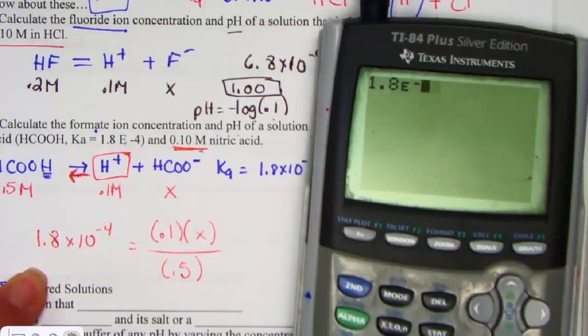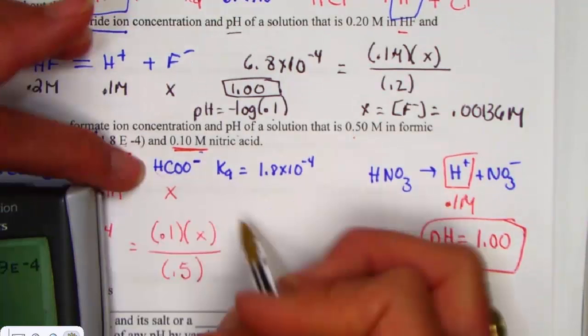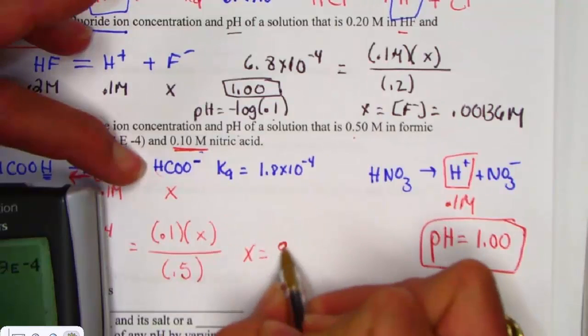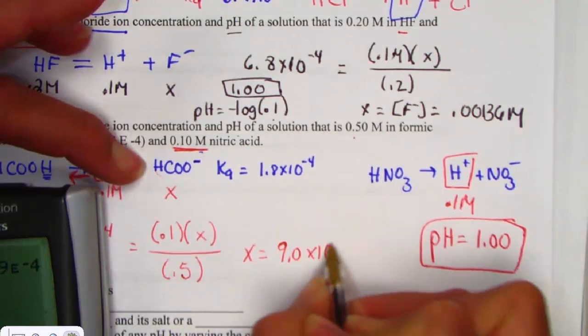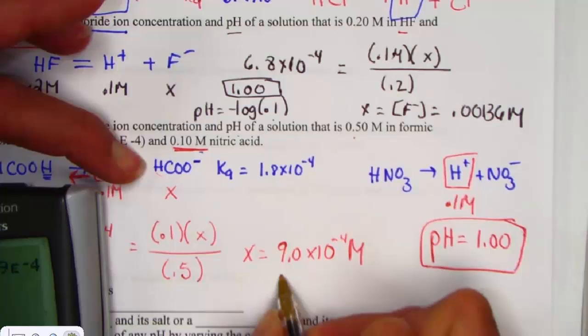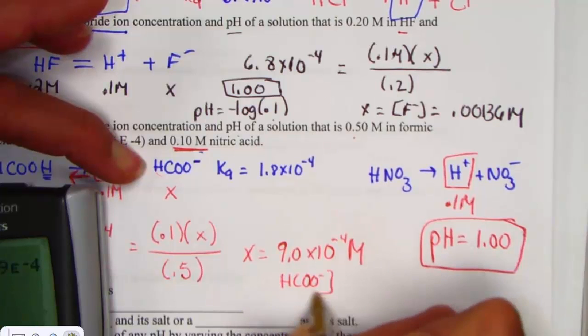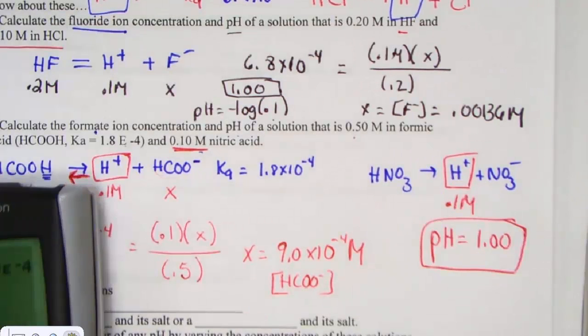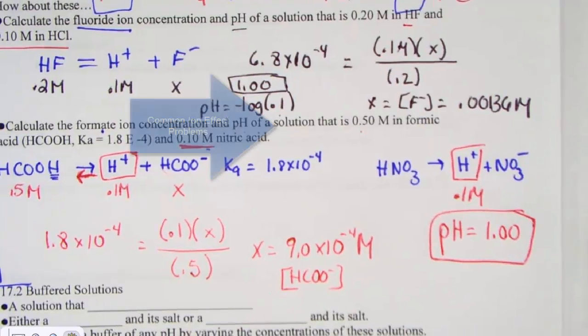1.8 E negative 4, there I got it, times 0.5 divided by 0.1, and our concentration of the formate polyatomic ion, 9.0 times 10 to the negative 4th molar units, the concentration of HCOO negative 1.